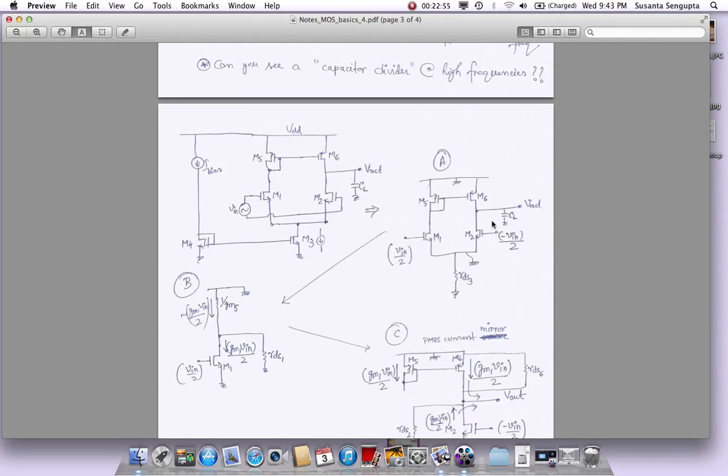Let's see how many nodes we have. First, this is the input. We can go straight to the output this way. So output is definitely one node where we're going to have a pole, and that is what we'll calculate first.